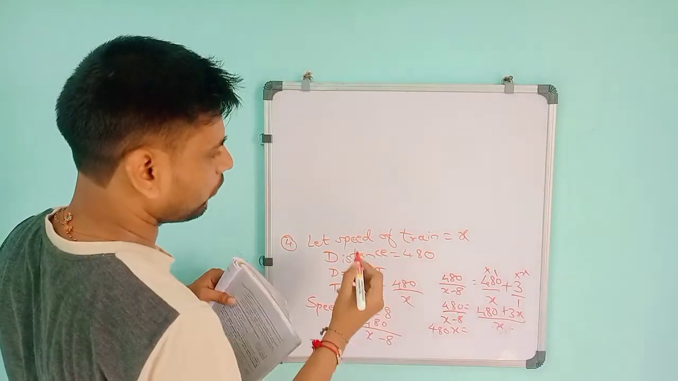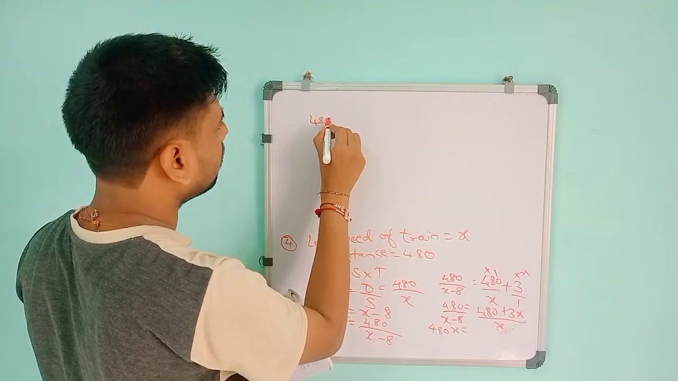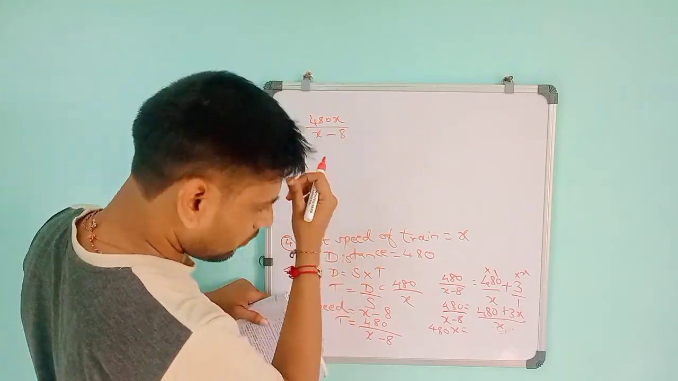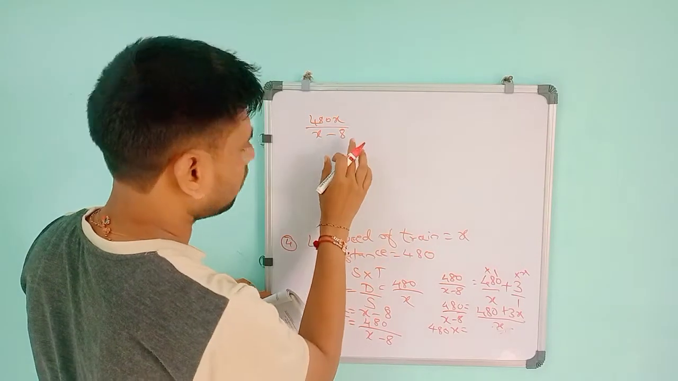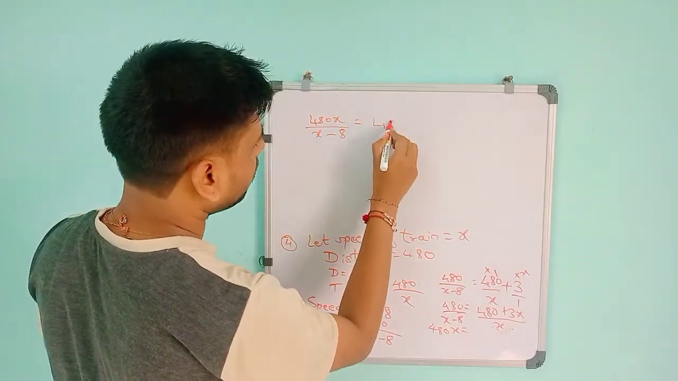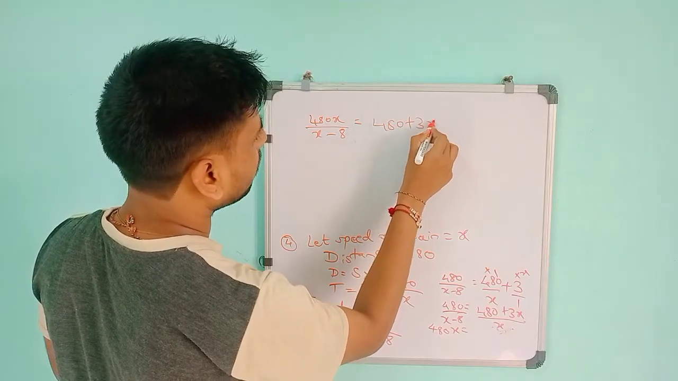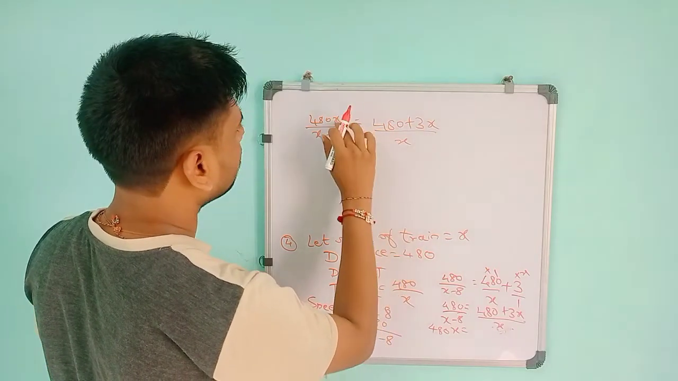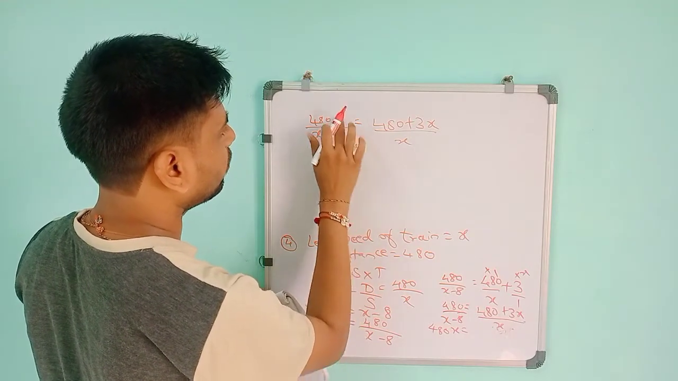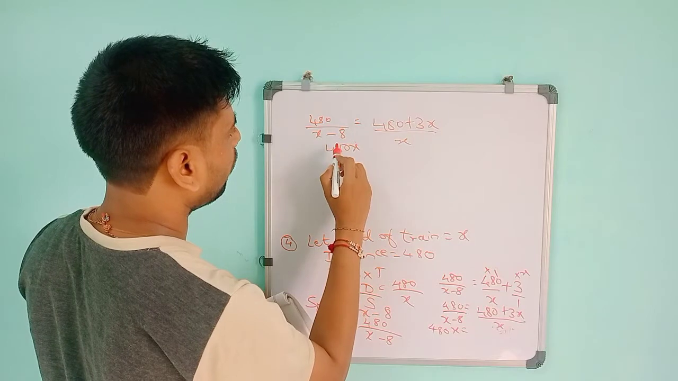So 480 x is equal to x by x minus 8. x minus 8 is equal to 480 plus 3x by x. So it will be 480 into x, because of cross multiplication, this one multiplied with this one. So it is called cross multiplication.